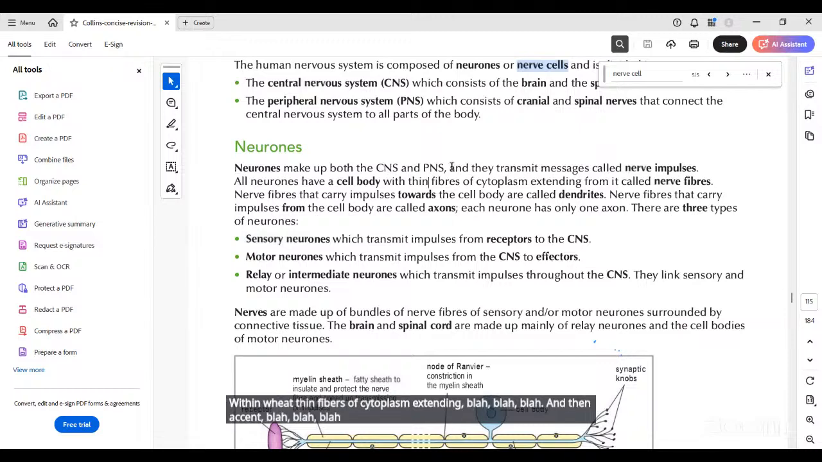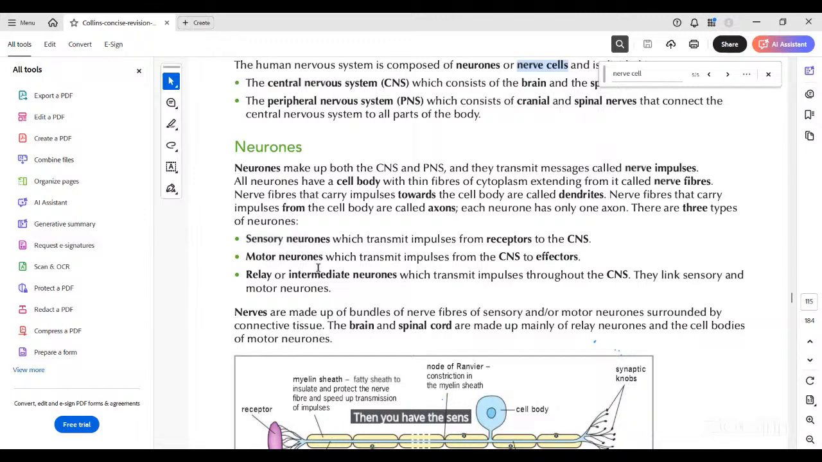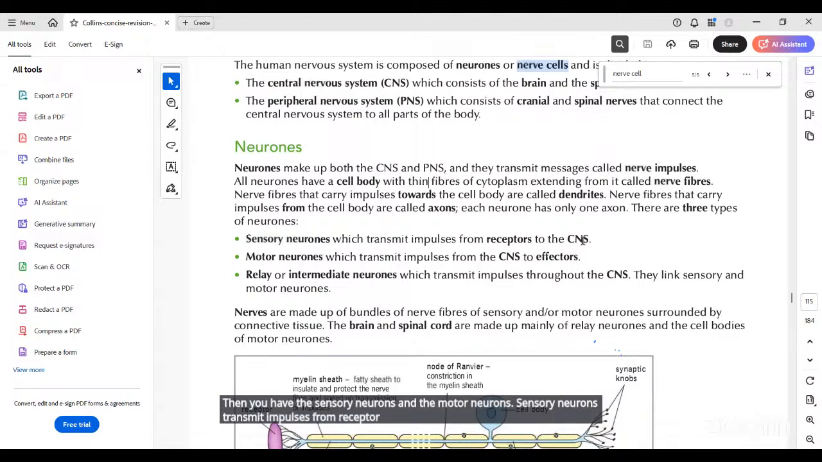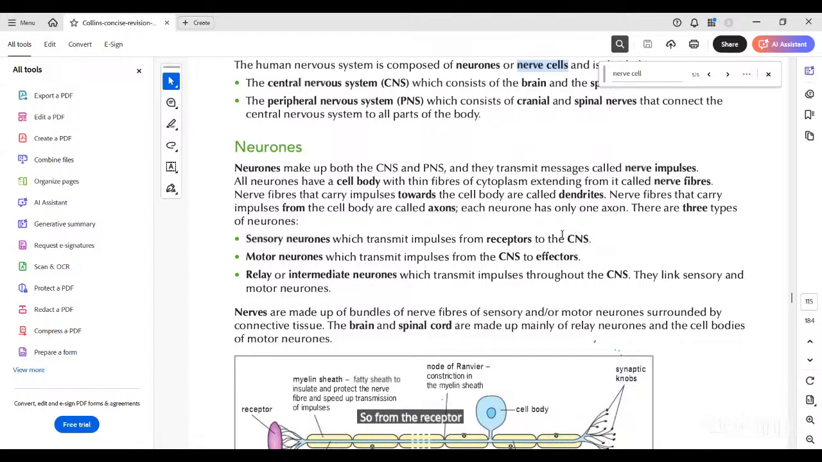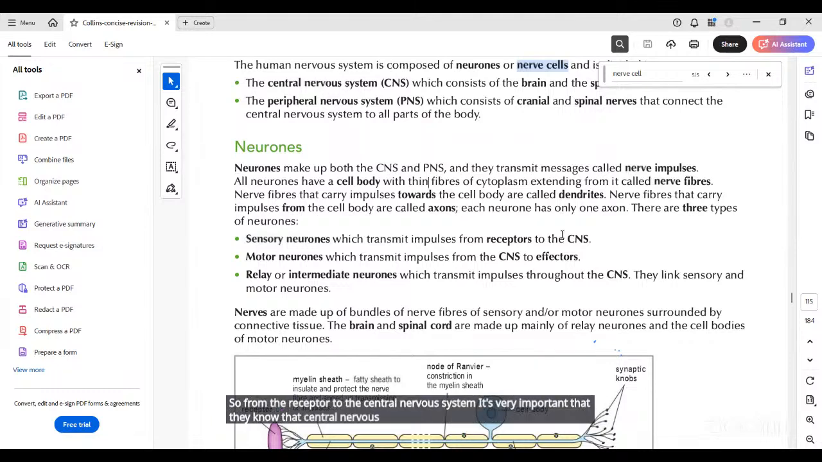So CNS, PNS. Then you have the sensory neurons and the motor neurons. Sensory neurons transmit impulses from receptor to CNS. So from the receptor to the central nervous system. And it's very important that you know that the central nervous system is made up of the brain and the spinal cord. Right? And then motor neurons transmit impulses from the CNS to the effectors.